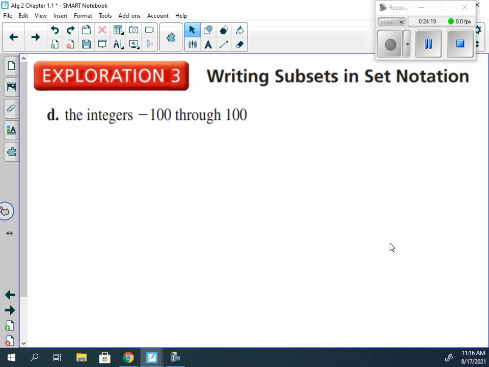The last one we'll look at, the integers, negative 100 through 100. Could we write all these out? Yes. Could you pay me $100 to write all those out? Maybe. Because again, that just comes down to what you value your time at. What's your time worth? I'm going to use set builder because writing 201 numbers is a little excessive.